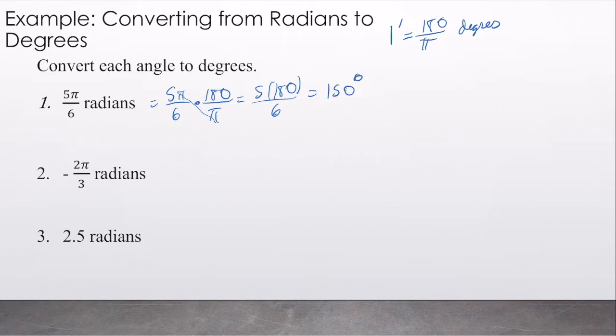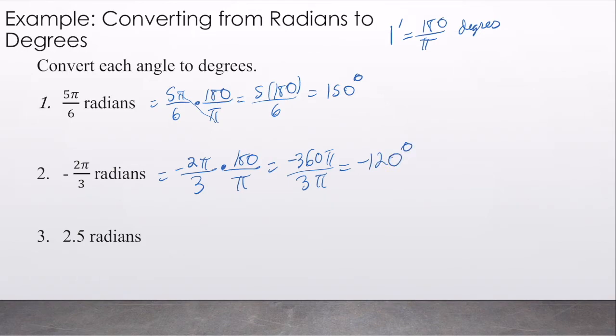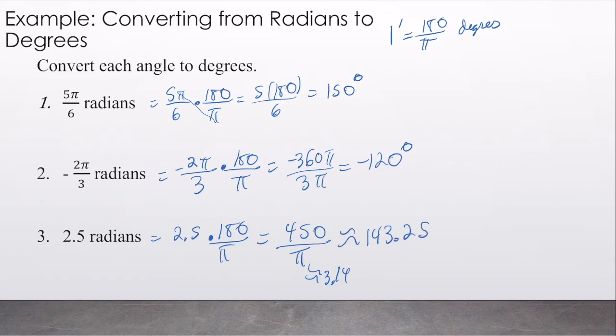Next, I have negative 2 pi over 3 radians. I take negative 2 pi over 3 times 180 over pi. That gives me negative 360 pi over 3 pi, which would give us negative 120 degrees. And then if I have 2.5 radians, we still just take 2.5 times 180 over pi, which gives us 450 over pi, which is like 3.14, right? And that would give us about 143.25 degrees.